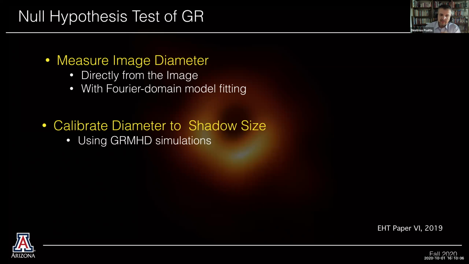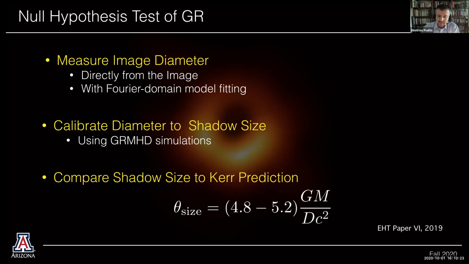But of course, what we can do is we can also use a very large amount of the RMHD simulations, which we did, in order to calibrate. If this is the size of the ring that I measure, what is truly the size of the shadow that I get? And then I can predict. I can compare the size of the shadow that I measure to that predicted by the Kerr metric. Remember, there's only a 4% wiggle room because of the spin and the inclination that I don't know, but it doesn't matter.